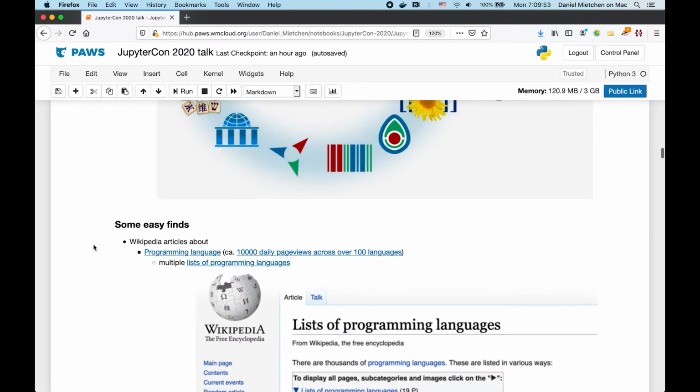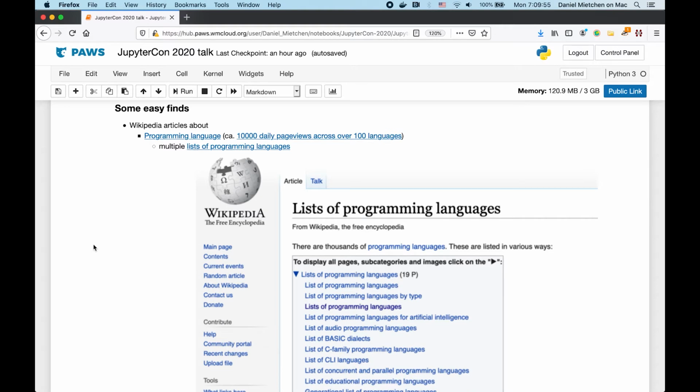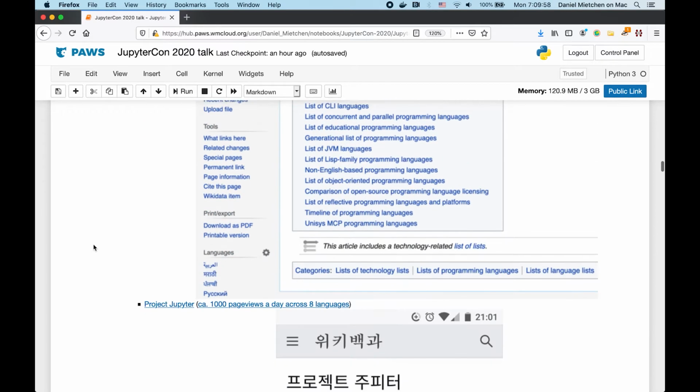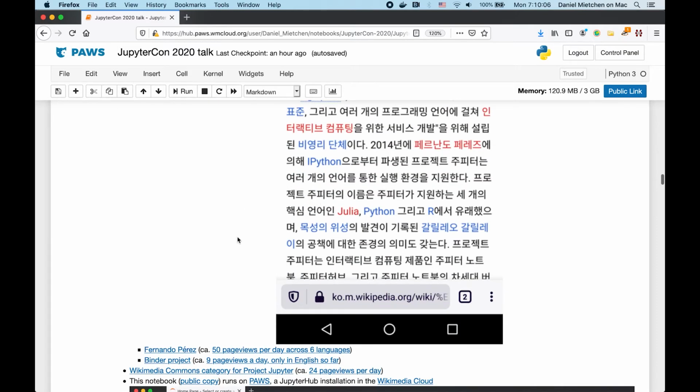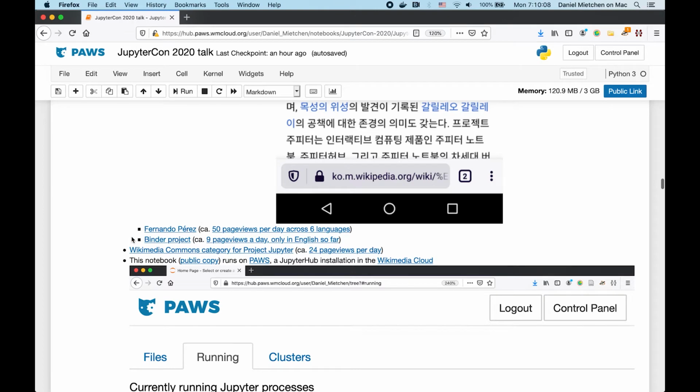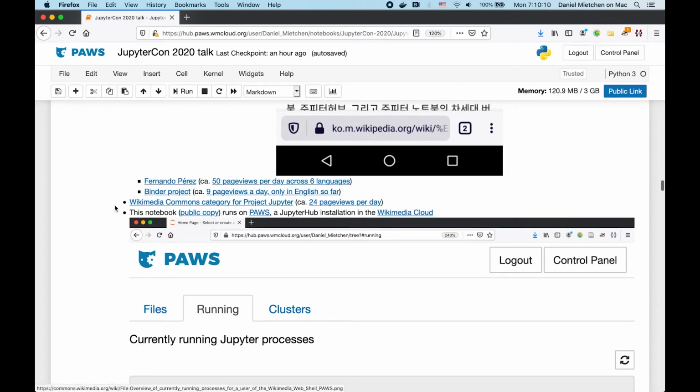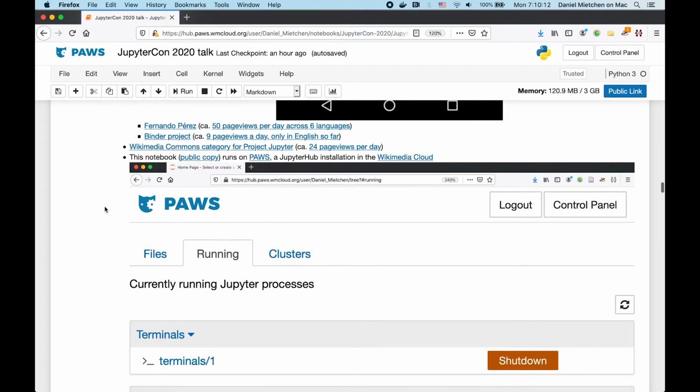Some simple interaction between the two ecosystems is that Wikipedia has entries about programming languages. It has entries about Project Jupyter itself. So here's a Korean version of it, about people that are involved, related projects. There's a Wikimedia Commons category for that, which has media files. And by now you may have noticed that this presentation is run on JupyterHub, which is actually run on the Wikimedia cloud.